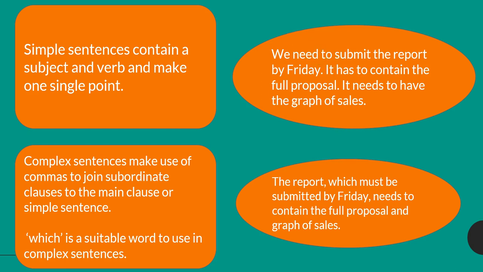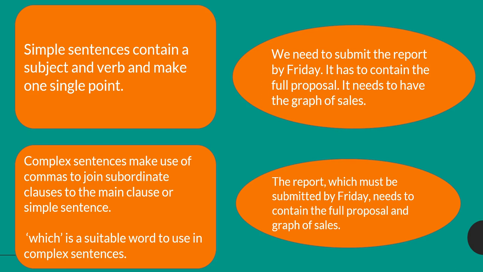In our third sentence, our subject again is "it." "It needs to have" is our verb. And the idea is it needs to have the graph of sales. So each of those sentences can be read on their own and make sense on their own. And that's what a simple sentence does.